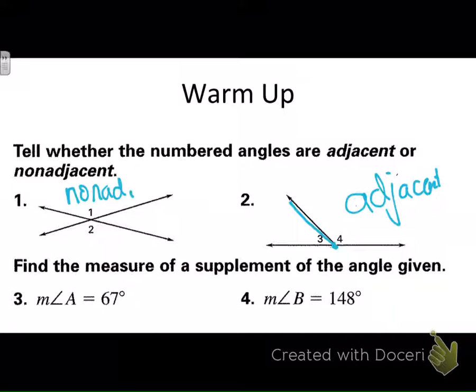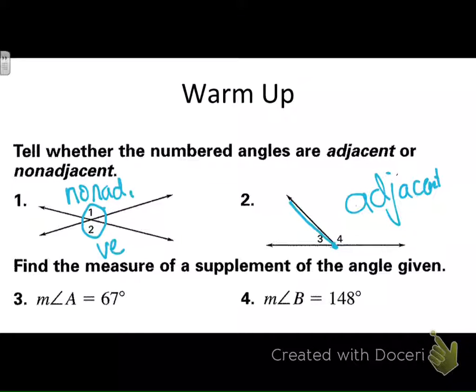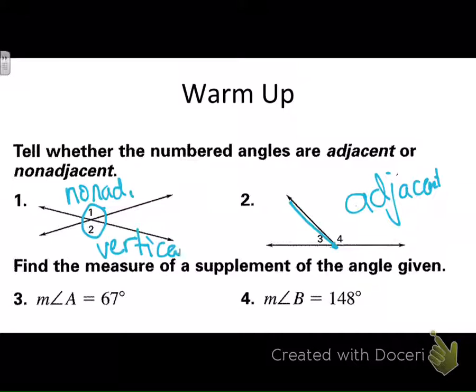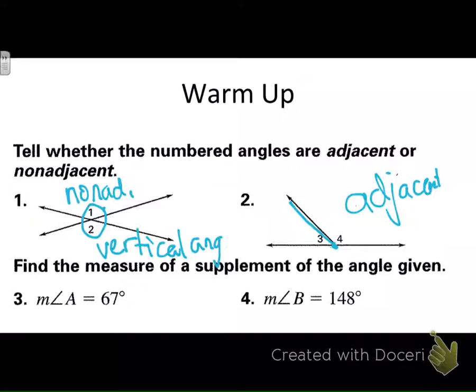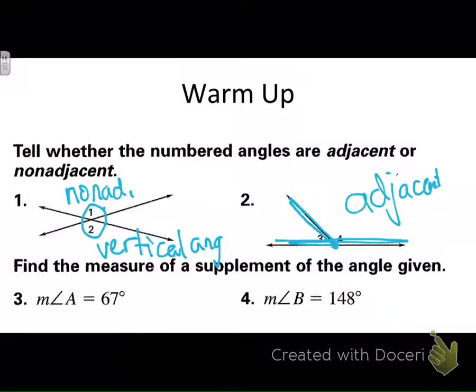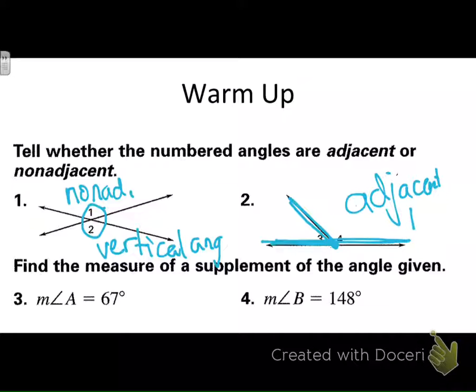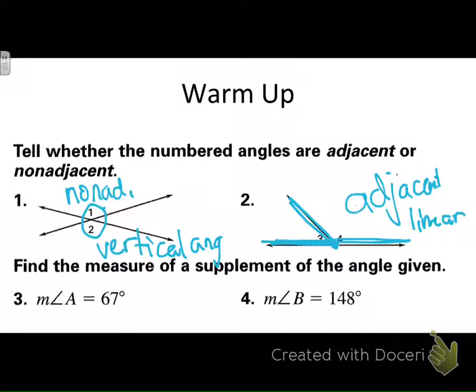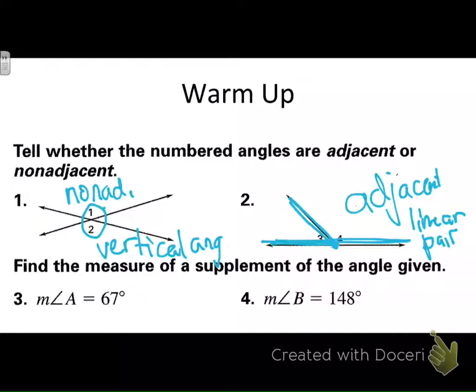Now, number one, is that a linear pair or a vertical angle? Because they're across from each other, they're vertical angles. Now, number two, we see that they make a straight line. And they're right next to each other, so this is a linear pair. It forms a line. Now, let's look at 3 and 4.